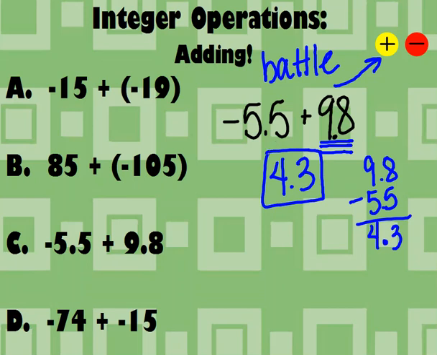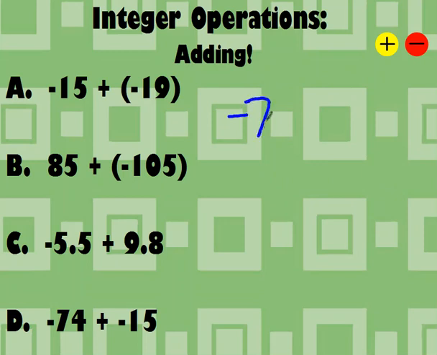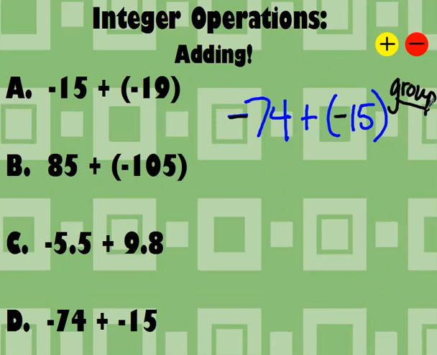Okay, last question. Negative 74 plus negative 15. So you ask, are they on the same team? Well, in this case, this is a negative and this is a negative, so they're on the same team. If they're on the same team, they're not going to battle each other. That'd be silly, right? So you're just going to group them.